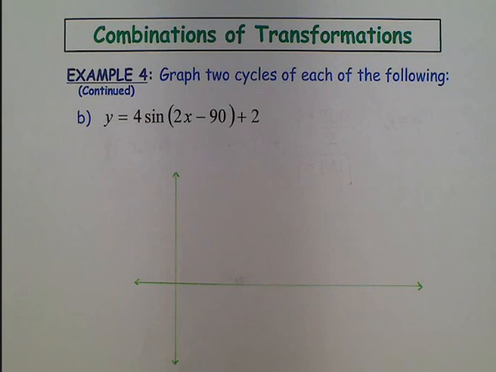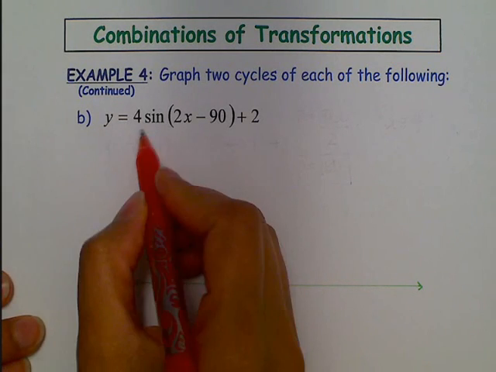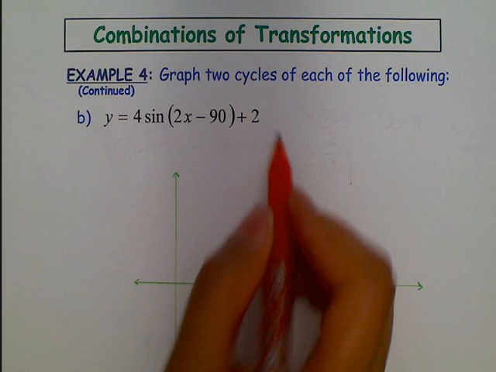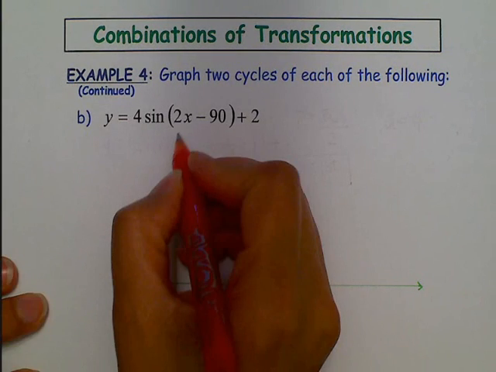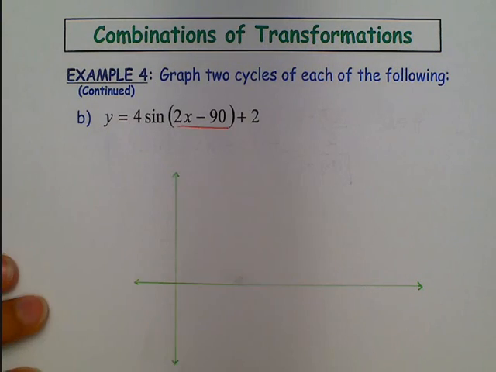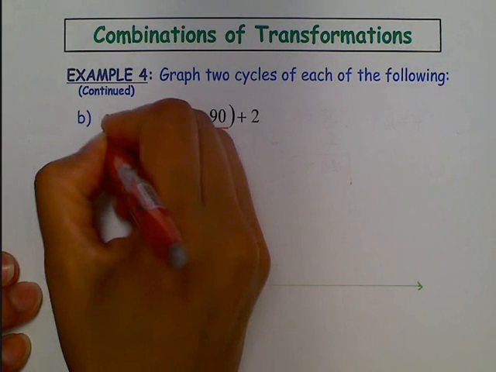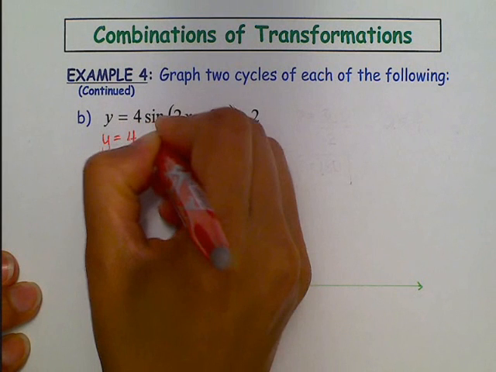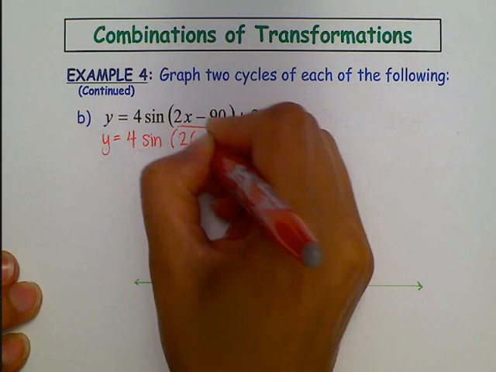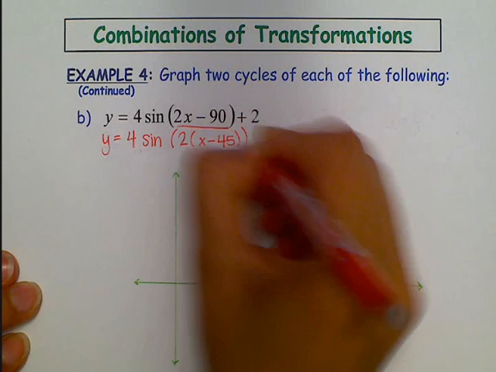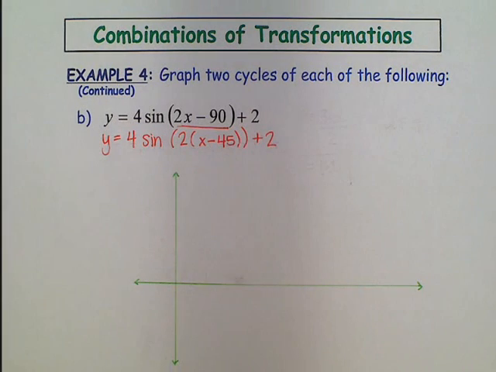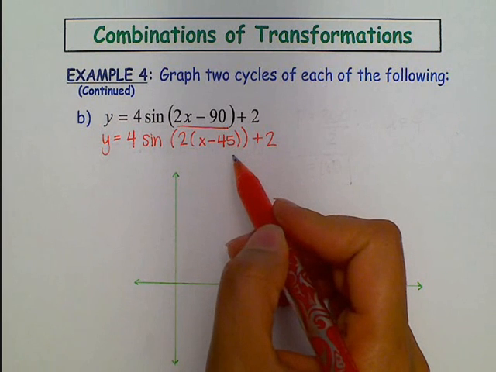Okay, for the very last example, we're still graphing two cycles of the function, and this time we have y equals 4 sine 2x minus 90 plus 2. So one thing to recognize is immediately the coefficient of x is not factored out, so I'm going to do that first. So I would get y equals 4 sine of 2 bracket x minus 45 degrees. So you want to make sure that you factor out the coefficient of x to ensure that your phase shift is what it's supposed to be.